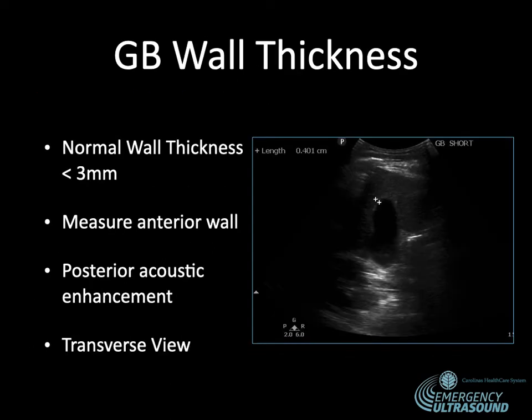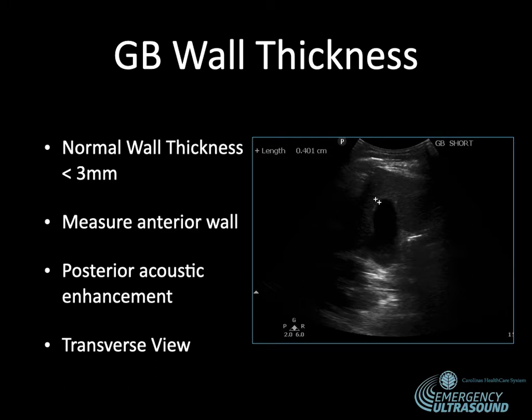The other measurement we want to get is the gallbladder wall thickness. Your normal gallbladder wall thickness is less than 3 millimeters. We want to make sure that we measure the anterior wall. And why do we want to do that? Well, if you go all the way back to that physics lecture, I know everybody's groaning, why were physics ever important? Actually, this is why.